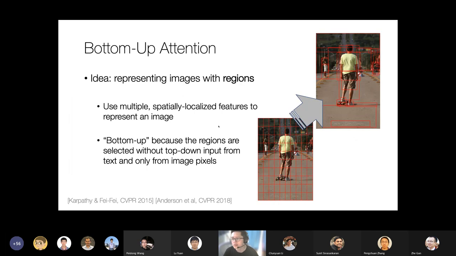This visual representation is dominated by an approach developed by MSR people in 2017. It's called bottom-up attention. The idea is to represent images with regions. Here is an example. You are probably familiar with it. The main idea is to use multiple spatially localized features in bounding boxes to represent an image. It's called bottom-up because the regions are picked without top-down prior from text. It just tells which regions are more salient in the image and selects those.